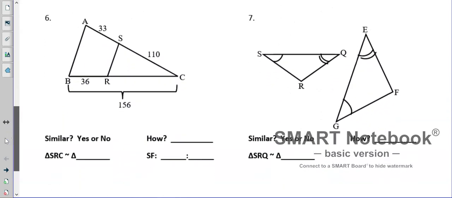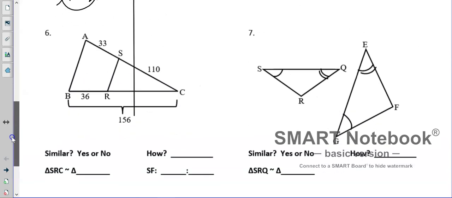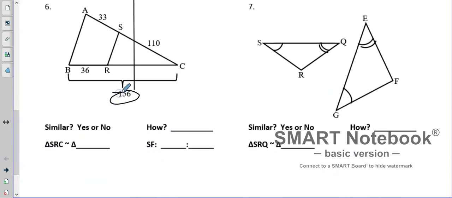All right, number 6. First off, you want to fill in numbers wherever you can. So in this case, we have the total number here of 156. We also know this is 36. So if we do a simple subtraction of 156 minus 36, that gives us 120, which tells us this piece is 120. All right?